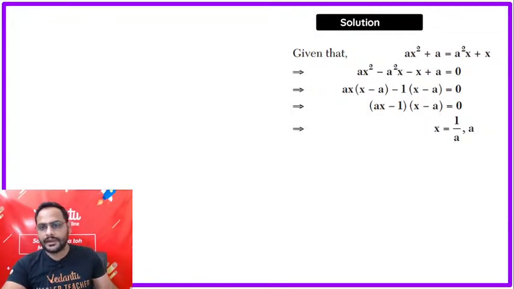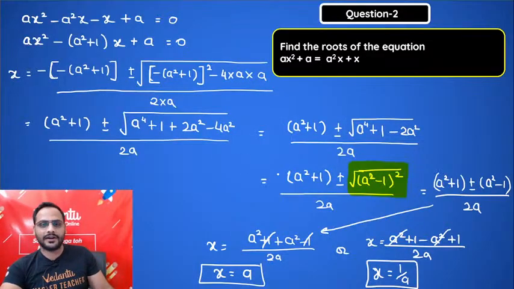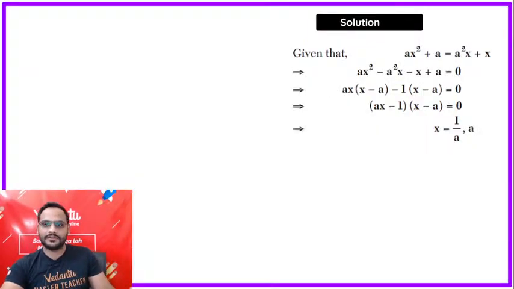Let's move ahead. And here they have done the factorization method. This is also nice. This is also very easy. I have done the quadratic formula, that became lengthier. Here what they have done, they have taken the factorization. So here you can take ax common, and you'll be getting x minus a. Here take minus 1 common, x minus a. So x equal to a or x equal to 1 upon a.